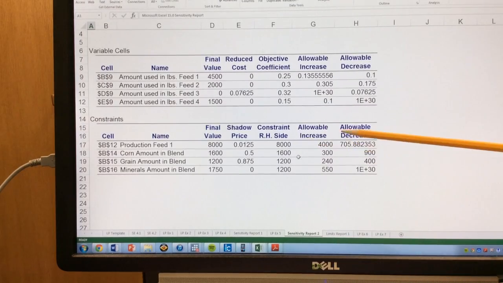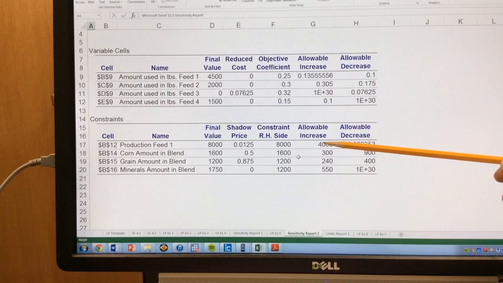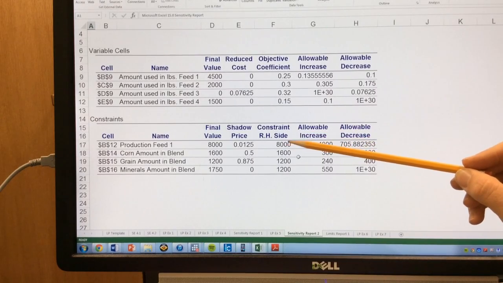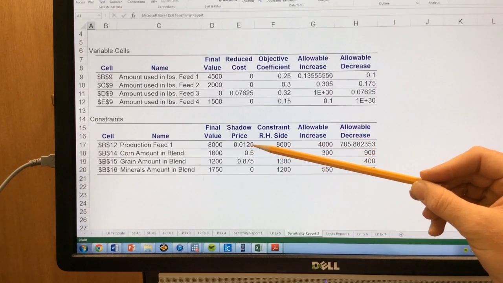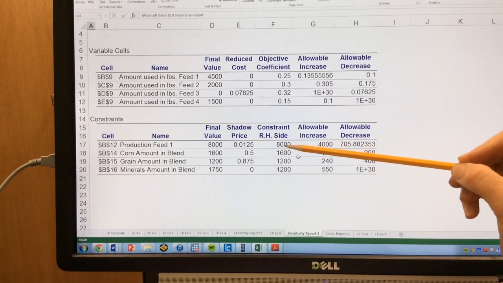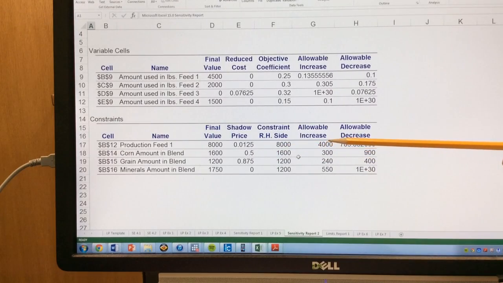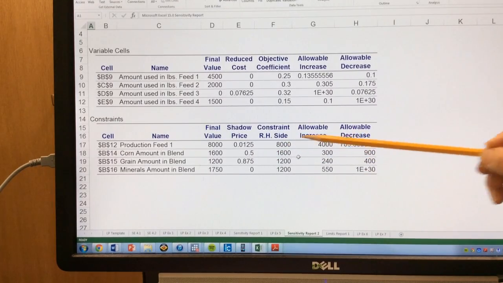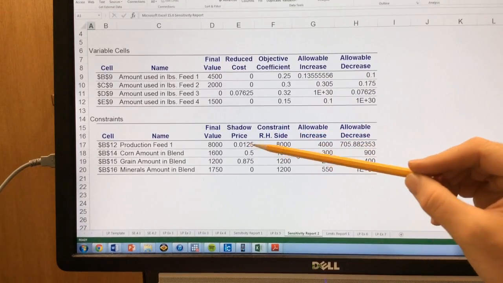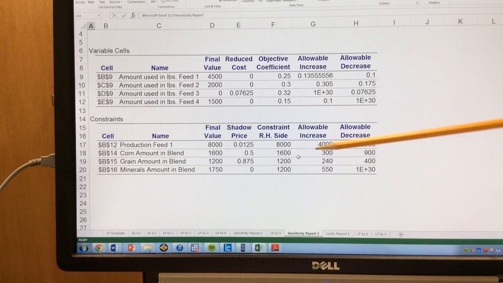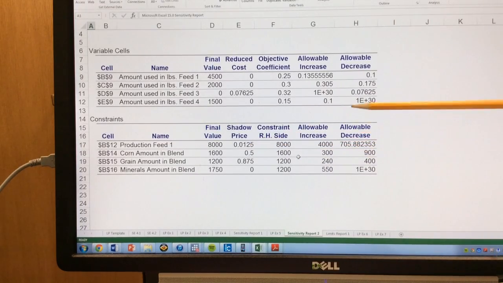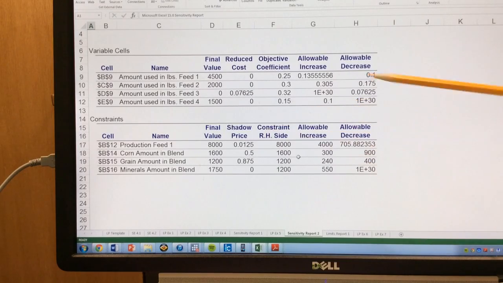Now the question is, what does this allowable increase and decrease mean? Well, we can increase our constraint up to 12,000, which is an increase of 4,000. So you have to do 4,000 plus 8,000 is 12,000. We can increase this up to 12,000 and that shadow price is constant. If we increase it above 12,000, or more than 4,000, then the shadow price is going to change. So this just tells us the sensitivity of our shadow price.